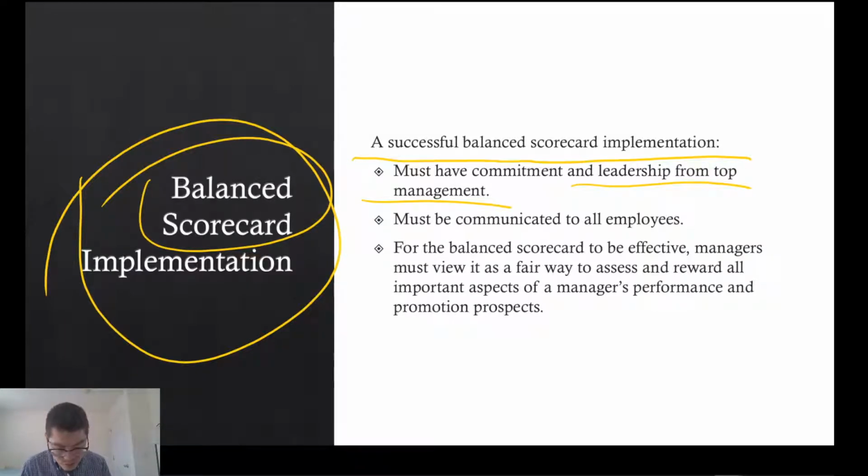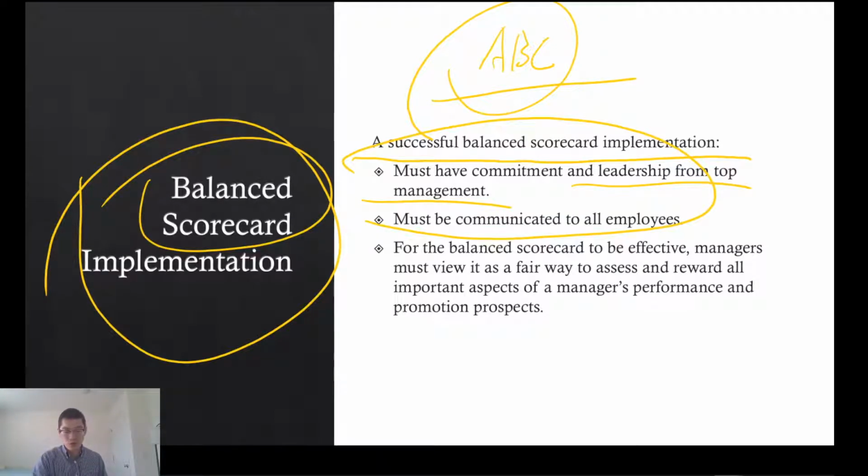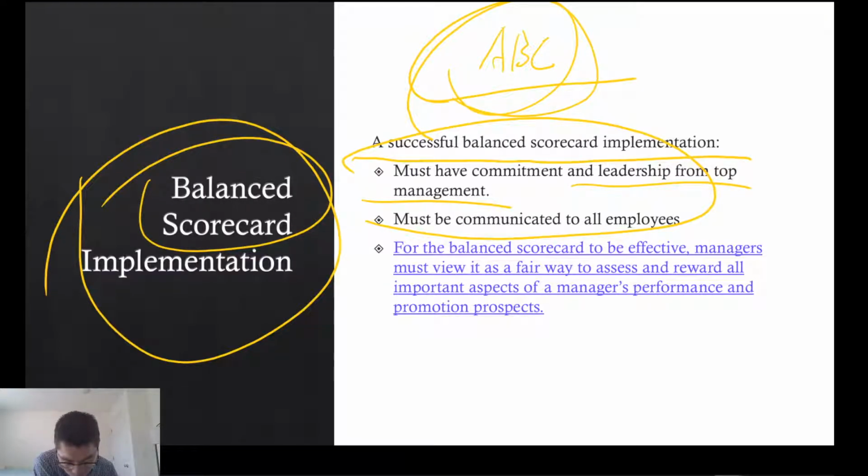It's similar to the activity-based costing system. If you want to implement this in your company, you have to get support from all levels of management. Everybody has to acknowledge this and support this, and communicate with all employees. The most important thing, and what is different from implementing activity-based costing, is the last one. For the balanced scorecard to be effective, managers must view it as a fair way to assess and reward all important aspects of a manager's performance and promotion perspective.